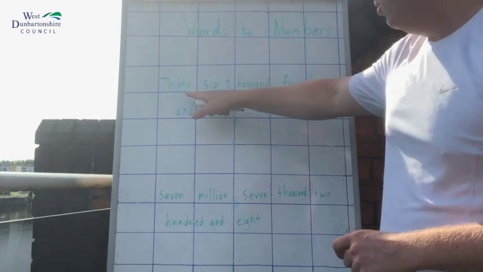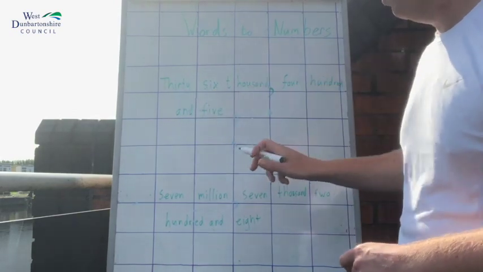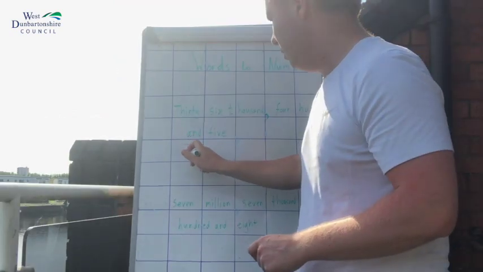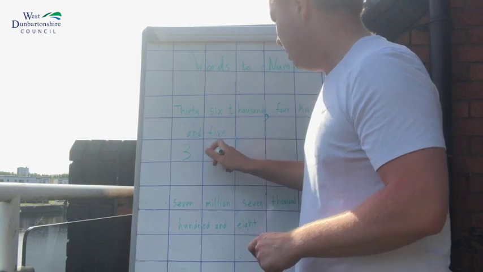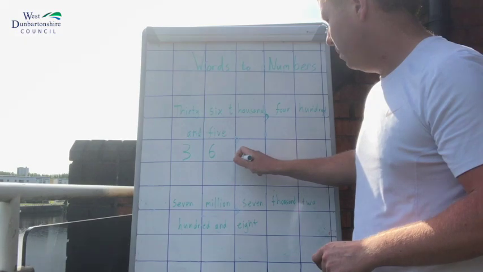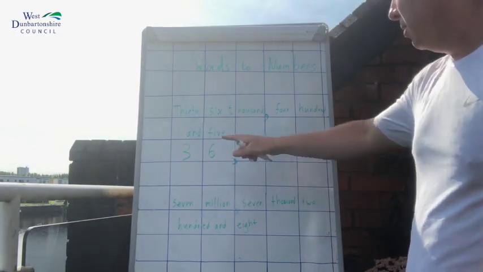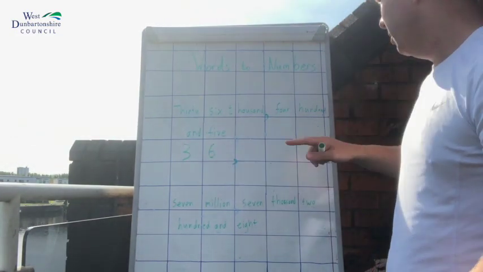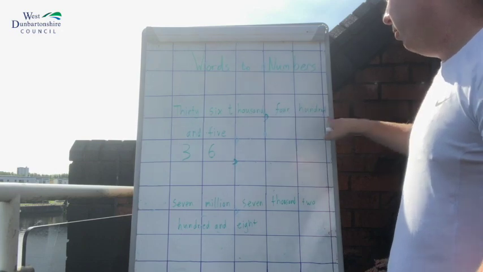So I'm going to look at this number, 36. So I've got 36, I'm going to write 3, 6, 36, and then I'm going to put my comma, because it's 36,000. Next part is 405.